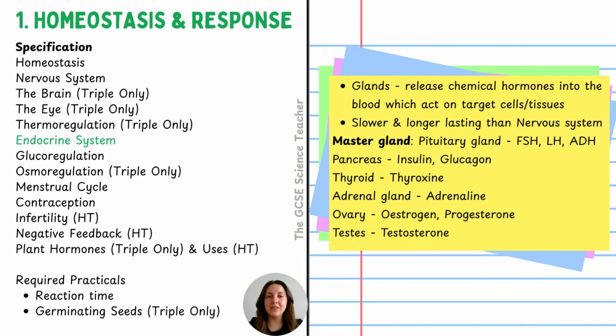The pancreas releases insulin and glucagon. The thyroid gland releases thyroxine. The adrenal gland releases adrenaline. The ovaries release estrogen and progesterone, and the testes release testosterone.